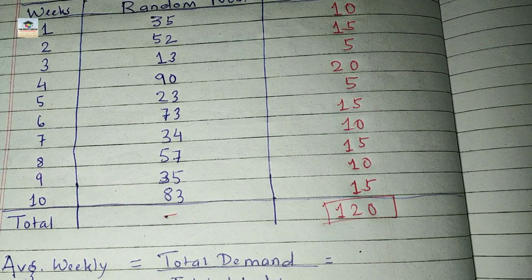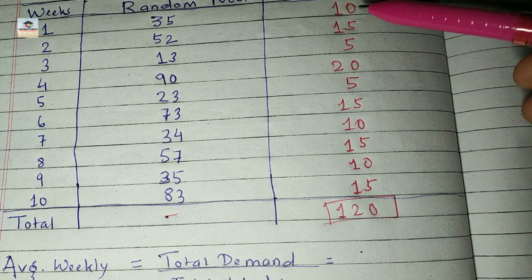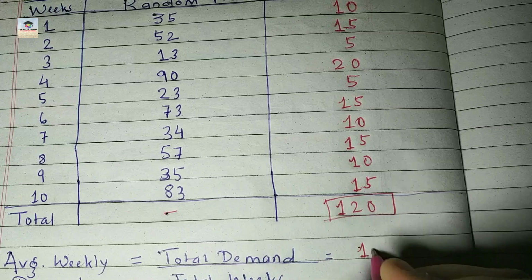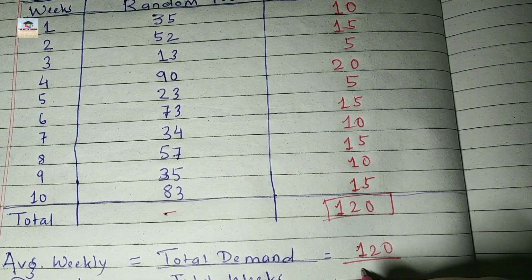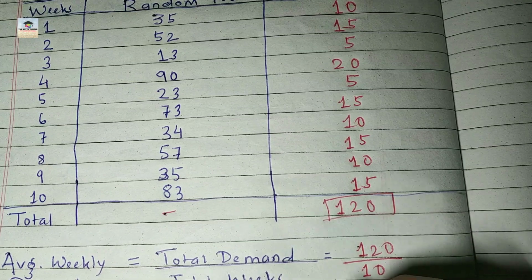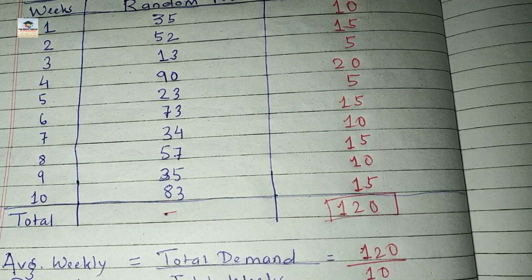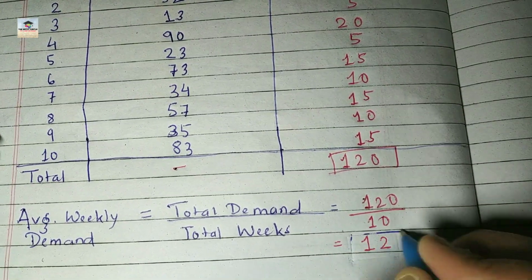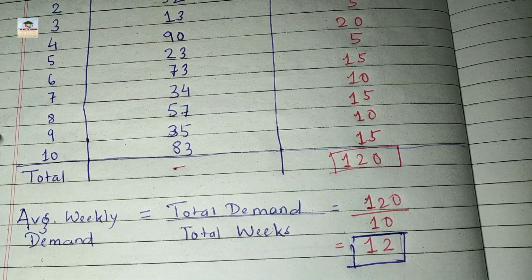Now you have the first question that has been asked: generate the demand for the next 10 weeks. So you generated the demands for the coming 10 weeks. And the second question is you have to find the average demand per week. So how will you calculate average demand per week? Whatever total demand you have and the total number of weeks you have. So it will come as 120 by, you have 10 weeks. So it will come as 12, right? Your average weekly demand is coming as 12. This is your final answer, right?